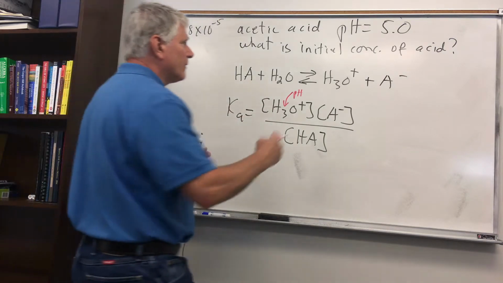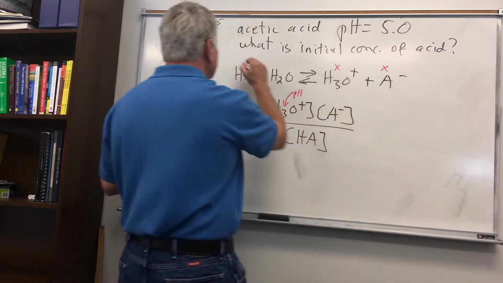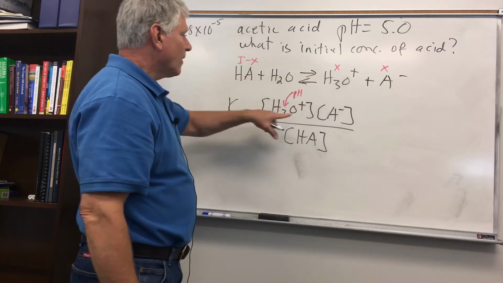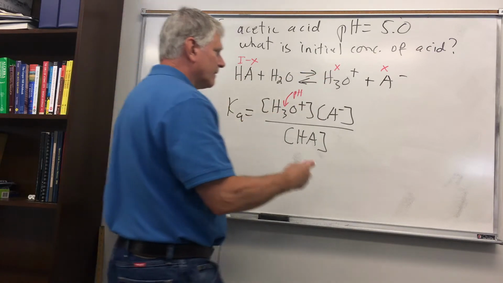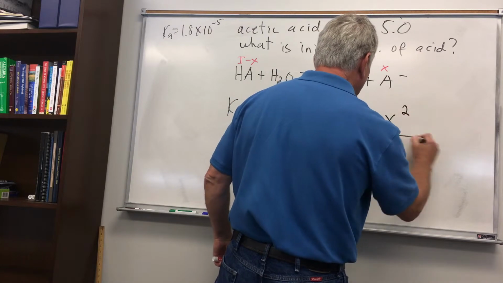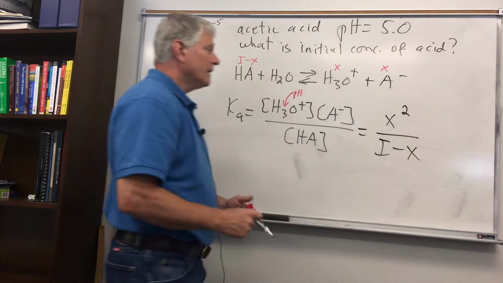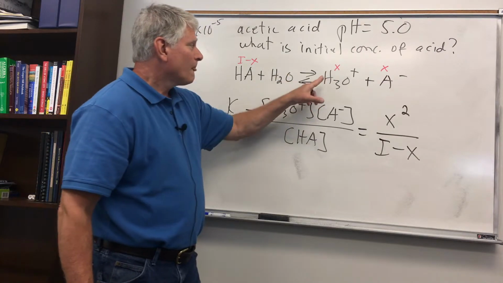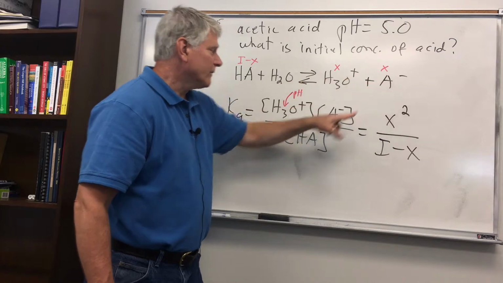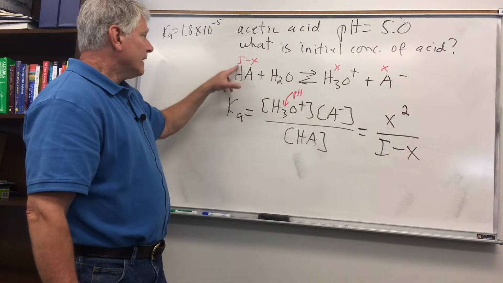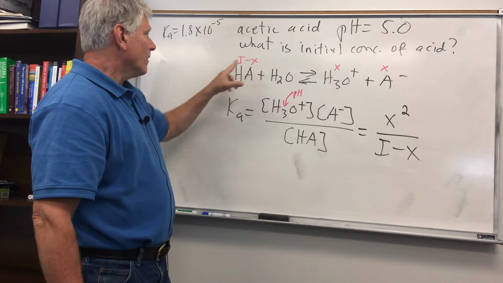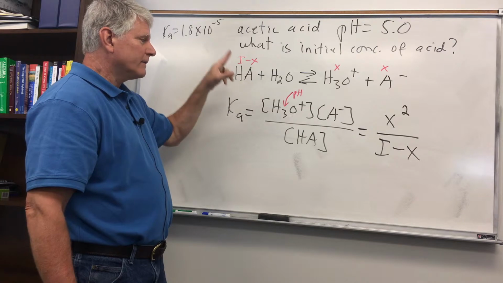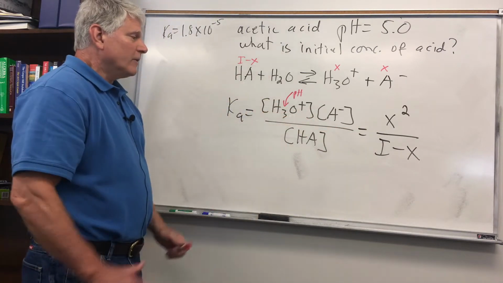So from our reaction that we set up, now we know X because we know H3O+ concentration, because this is going to be X squared over initial minus X, as we saw before. Letting X be the H3O+ concentration, a 1-to-1 ratio, X is also A minus, and HA is going to be initial amount minus X because of the 1-to-1 ratio. X H3O+, X amount of HA that reacts. So this is our equilibrium expression that we saw before.